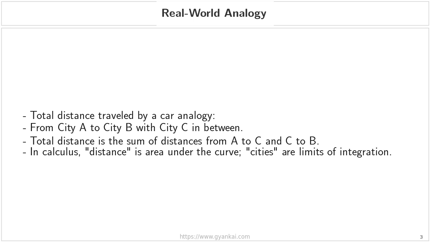Now here's where the connection to calculus comes in. In calculus, instead of thinking about distance, we're thinking about the area under a curve. That's what our definite integral represents. And instead of cities, we have our limits of integration. So, city A corresponds to the lower limit of our first integral, city C is our intermediate point, and city B is the upper limit of our second integral.